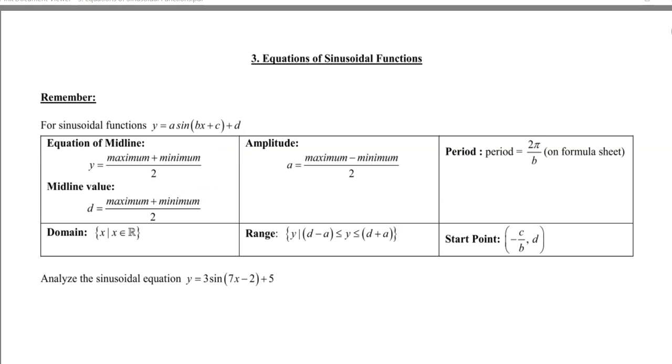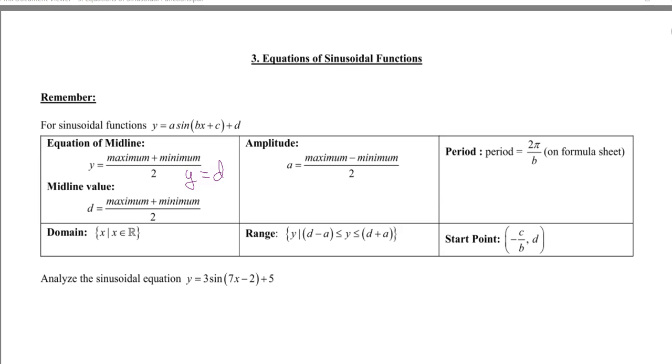If we're given the d value and we want the equation of the midline, it's going to be y equals d. An equation is always of the form y equals, so that would be y equals d. If I want to get the amplitude from a graph, it's max minus min over 2. From the equation, it's just the value of a. So if you're given the equation, for free you get the median, the midline, which is the d value.